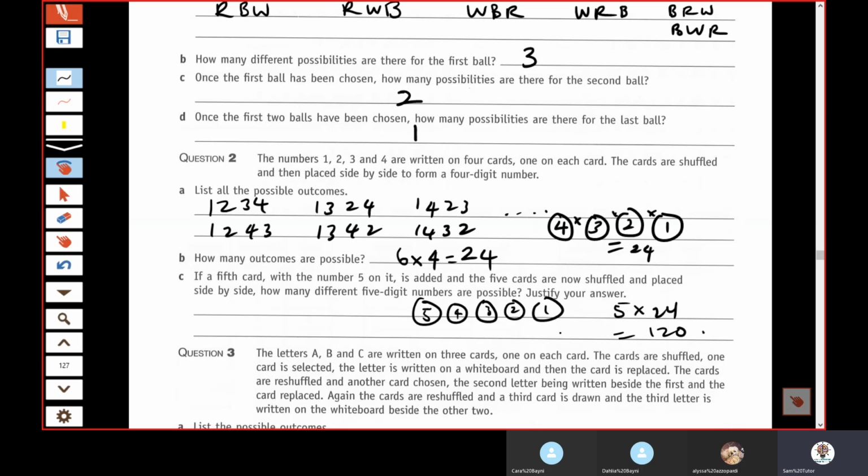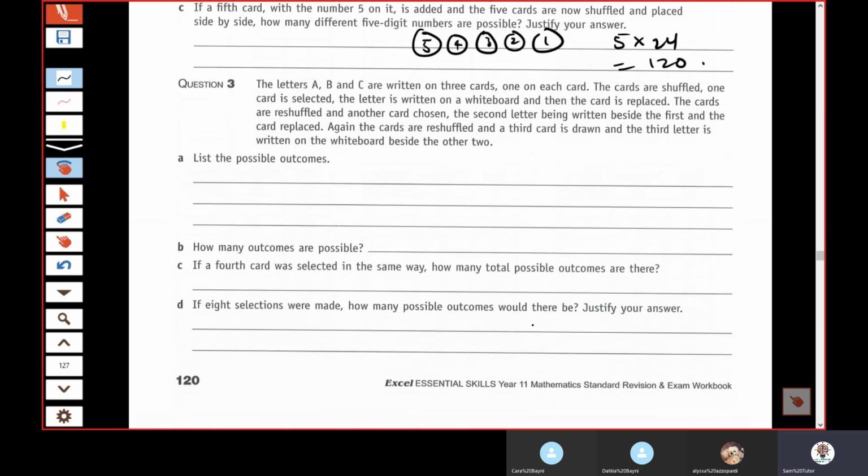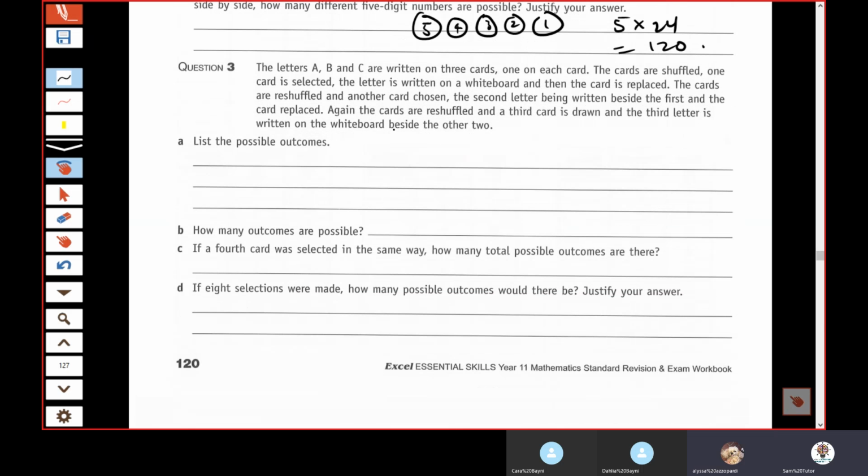Any questions? Nope. I've done that well. Let's have a read of this.